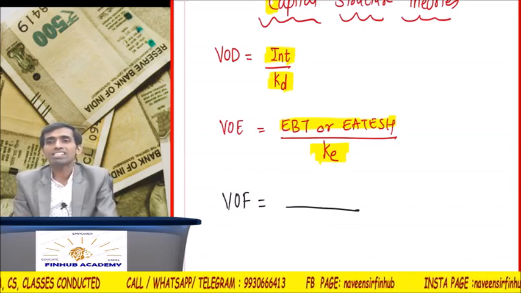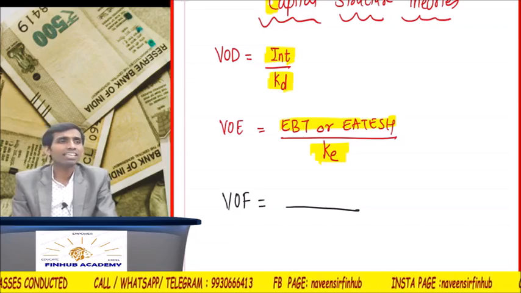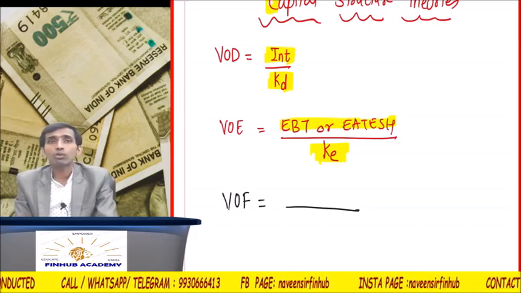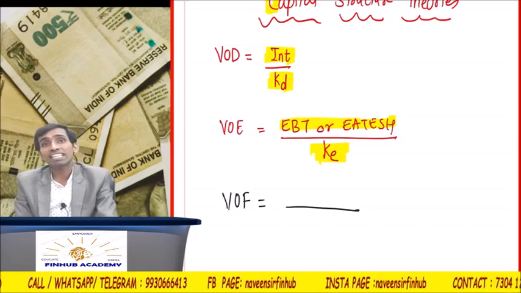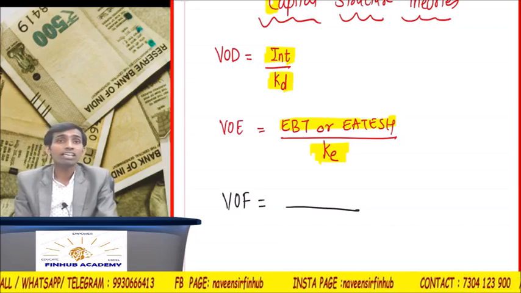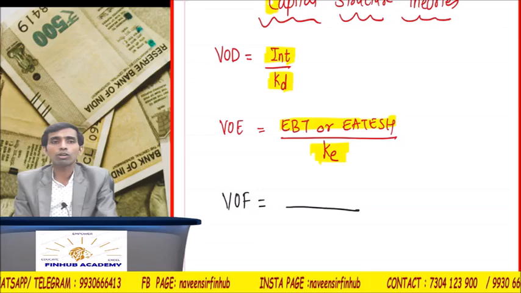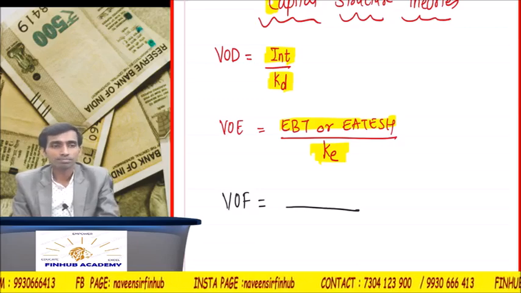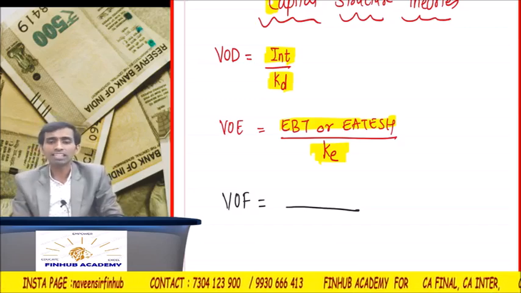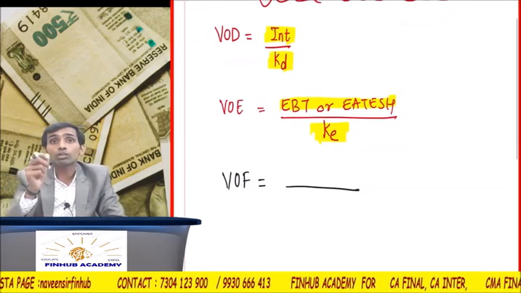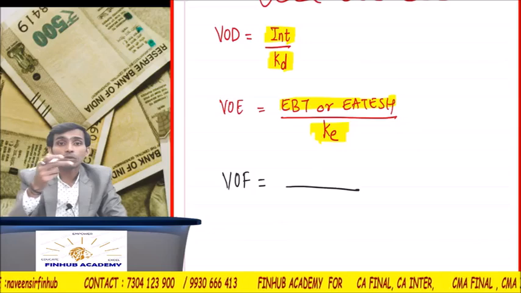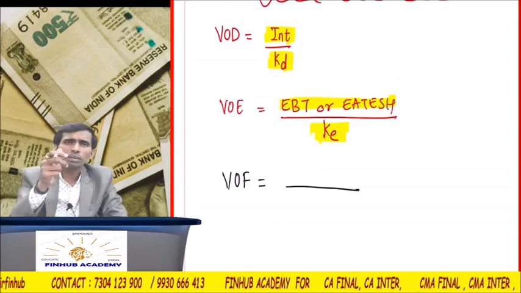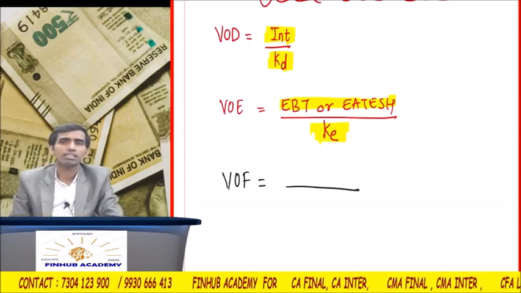Value of debt is interest upon KD. And value of equity is EBT or EAES divided by KE. EAES is earning available to equity shareholders. Done? Think and tell me: I want to calculate the value of the whole firm. What will be the numerator? Tell me.